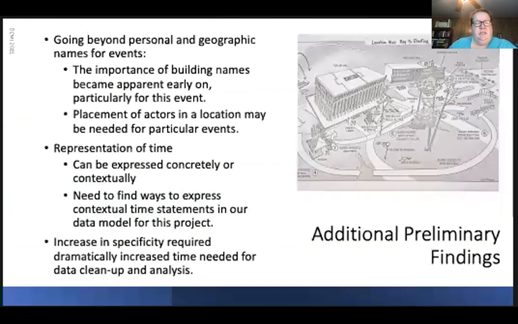So what we found when we did this entity recognition is that building names became very important early on in our process. So we made sure to capture that. We also discussed the fact that because of the nature of this particular set of events, the placement of actors in a particular location, so where people were on the campus when this event happened, would be very important and was often mentioned. So it was a kind of geographic placement mentioning, but how do you represent that semantically? Representation of time was also a concern.